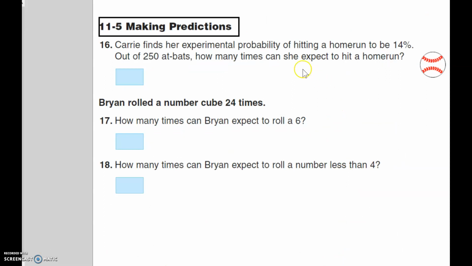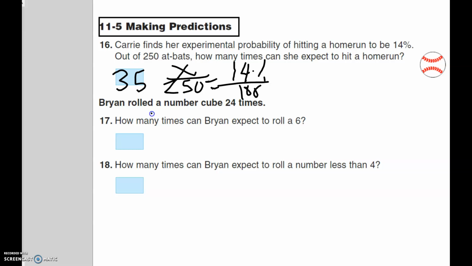So this first one, they give you a percent, so we'll do 14% over 100. And she is going to do this thing 250 times. So you're going to multiply 250 times 14 divided by 100. And you'll get 35 times.